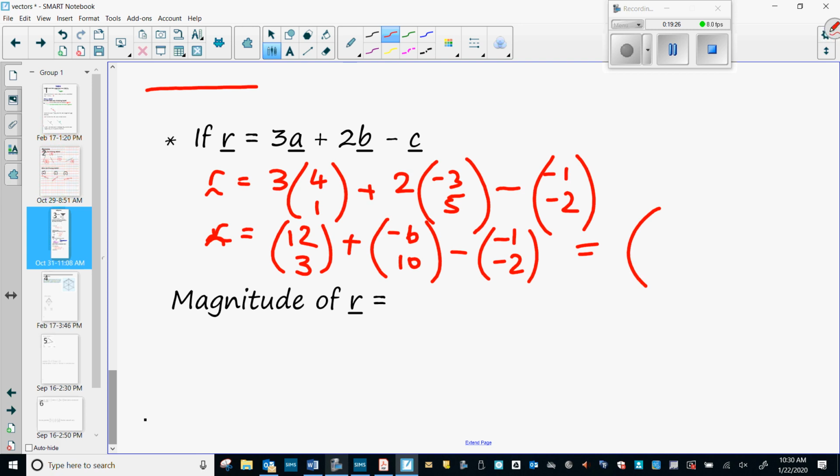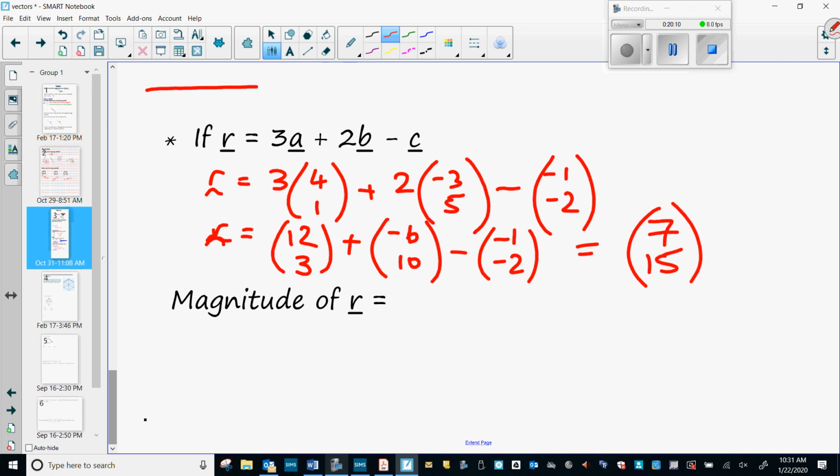So now we've dealt with our numbers in front. Now we're going to actually do the addition and subtraction. We've got 12 plus negative 6. That's 6. Take away negative 1, so that makes it 7. Now obviously you've got your calculator to help you, so if you are less confident with your integers, just use the calculator. We've then got 3 plus 10. Take away negative 2. 15.